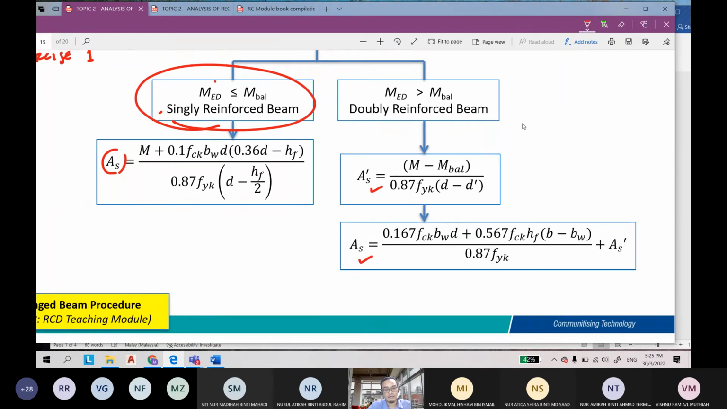You can check the AS prime and AS by using this equation. Do you have these notes, or do you want to print screen? I believe you better screenshot these notes to calculate the AS prime and AS. I will provide you with the Google form, and you have to submit the Google form, which contains exercise 5, exercise 7A, and exercise 7B. Exercise 7A we did just now is singly reinforced, and exercise 7B is doubly reinforced. Have you screenshot this one?